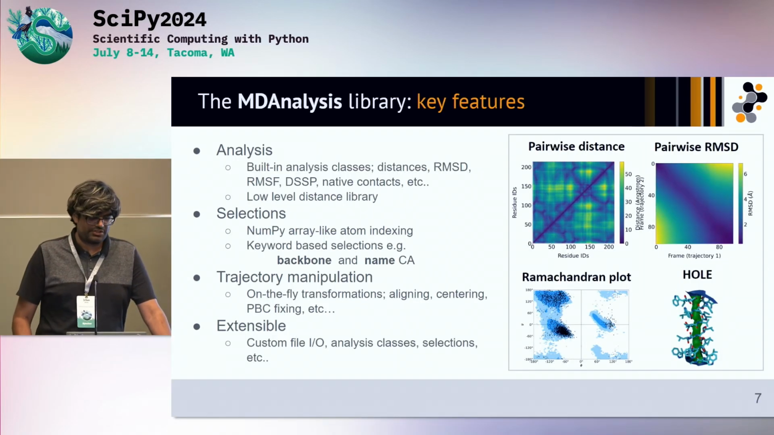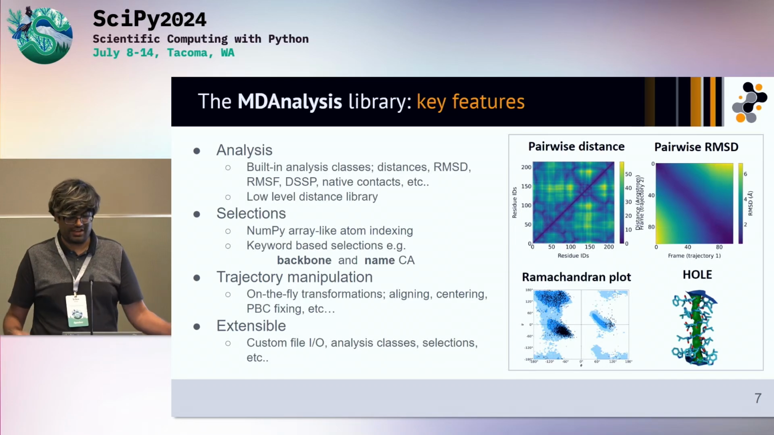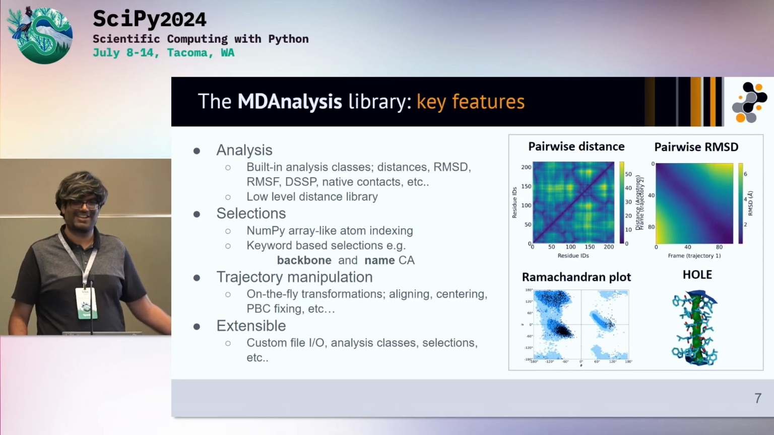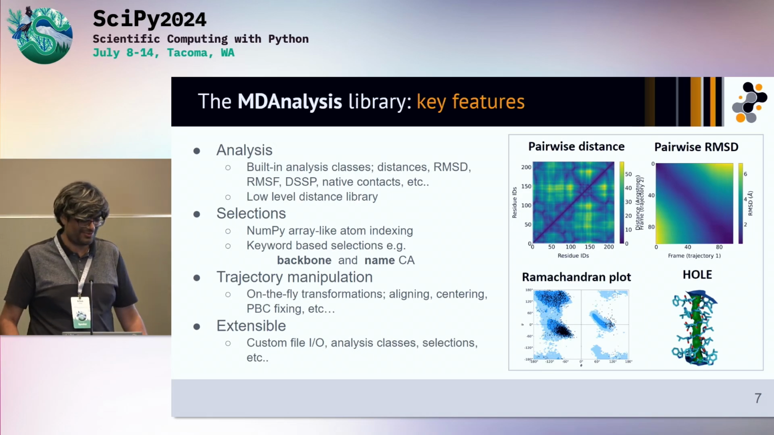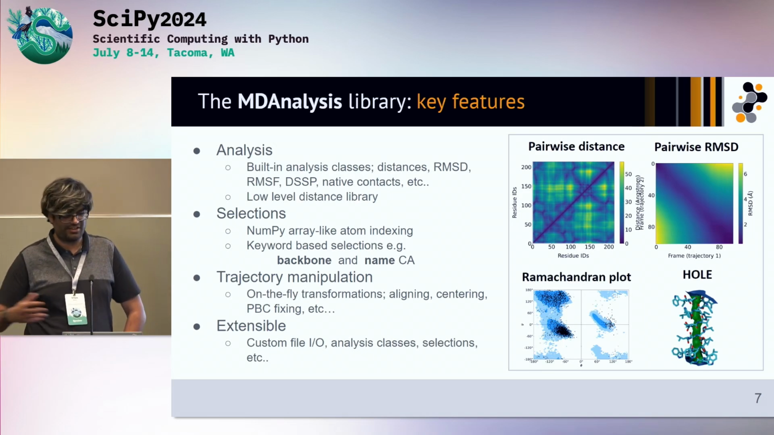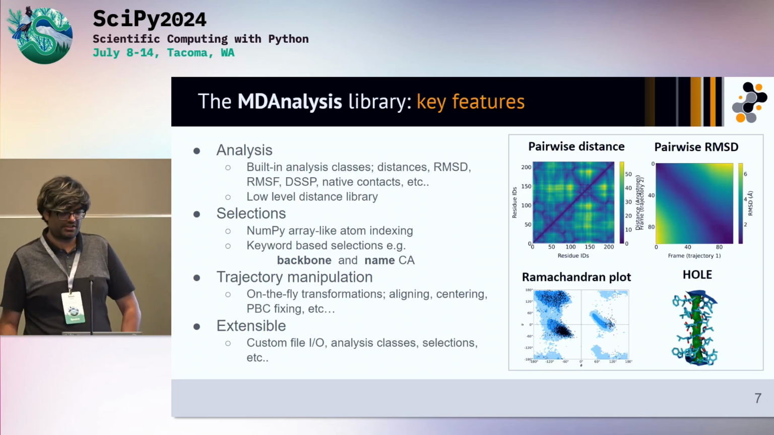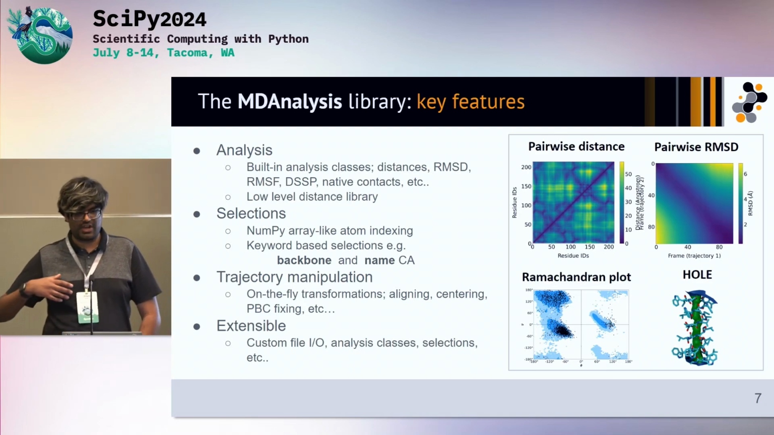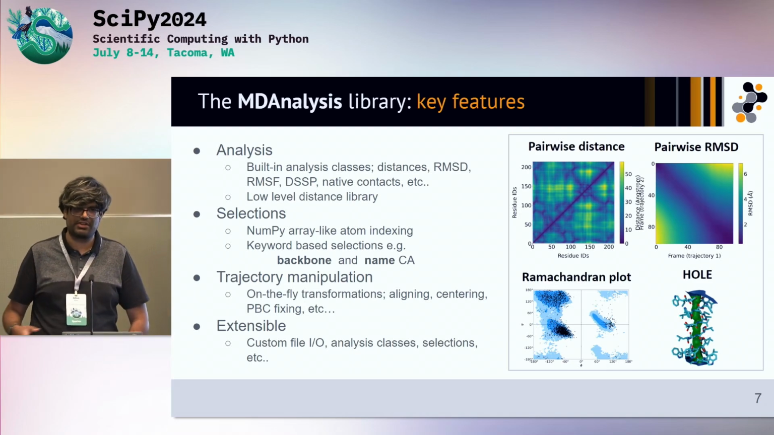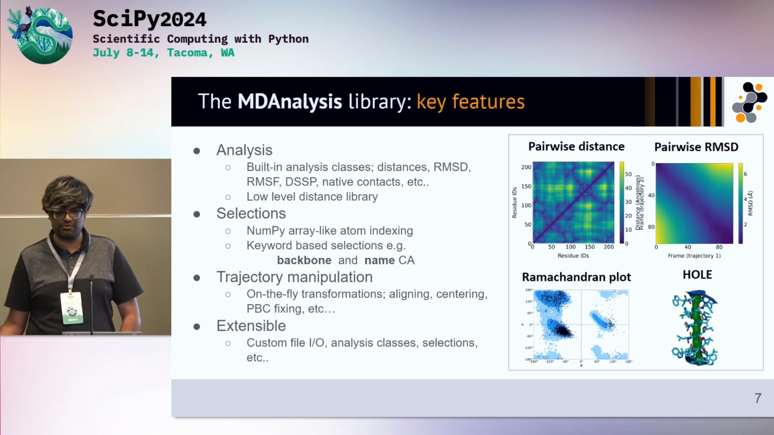So in terms of key features, the library, as per its name, has analysis methods. And so we have a variety of built-in analyses. These are your standard distance-based calculations, RMSD, RMSF, the SSB, and so on. We also have a low-level distance library that can help you then build out new analyses if you need to do anything that's custom.